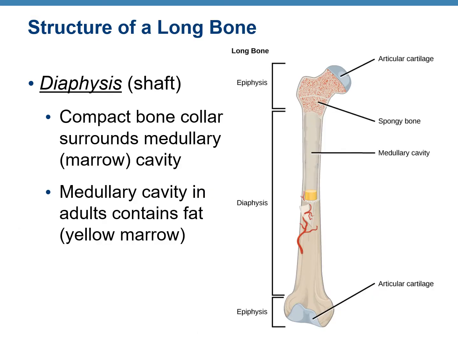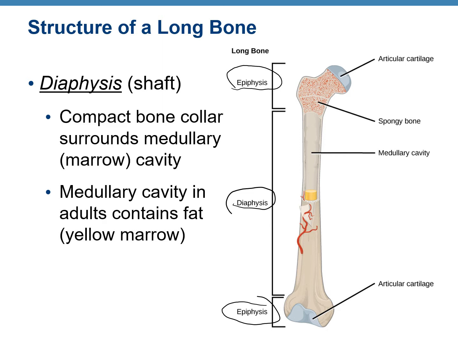If you look at a typical long bone, you can divide it into several parts. So we have diaphysis, and diaphysis is the shaft. Here's diaphysis. And we have two epiphyses. So epiphysis, we have proximal and distal epiphysis of a long bone.